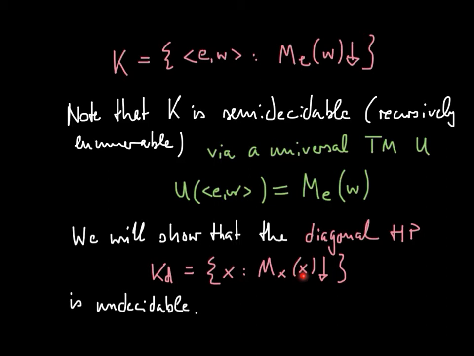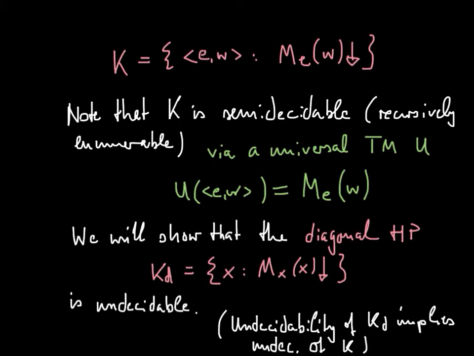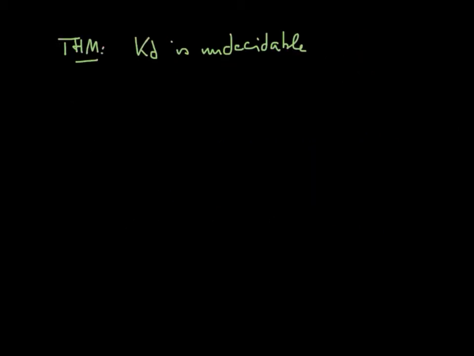Note that if the diagonal halting problem K_D is undecidable, then K must also be undecidable, because if K were decidable, we could easily modify our algorithm to decide K_D. Right? That should be clear. So again, the undecidability of K_D implies the undecidability of K. So here's the theorem we want to prove. K_D is undecidable.